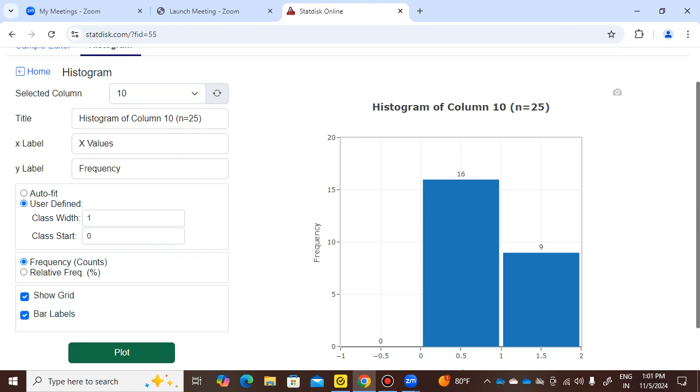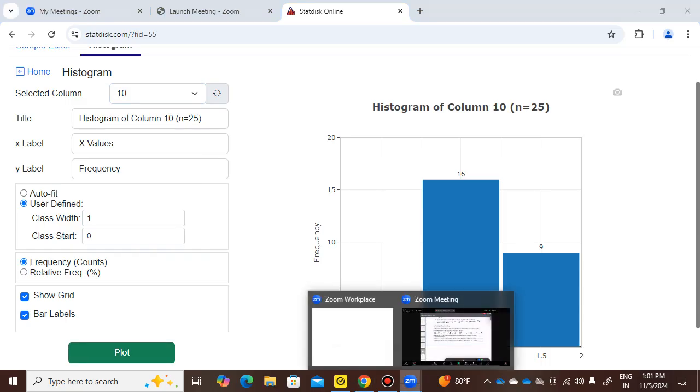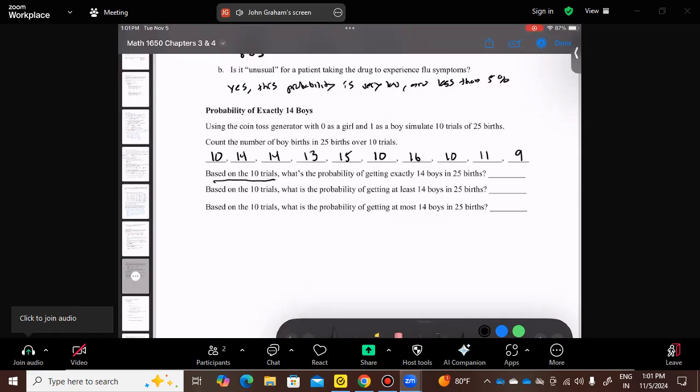Right, now we're basing this on the 10 trials, so our probabilities are going to be out of 10 and not out of the 25. Notice that's a common mistake some people make, thinking each one is out of 25, but we're looking at the trials themselves. And so getting exactly 14 boys in 25 births only happened twice. So it's 2 out of 10.